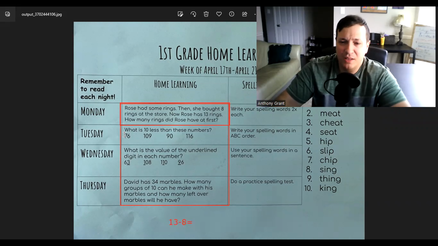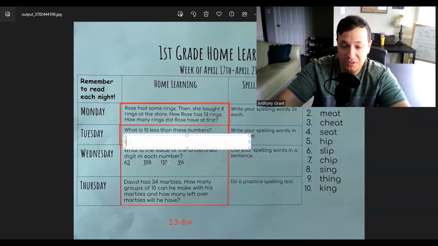Alrighty. And then the next part, we have, what is 10 less than these numbers? So on these ones, you have to go to each number and reduce it by 10. So you have to take 10 off. So what is 10 less than 76? I'll give you this one, 66.